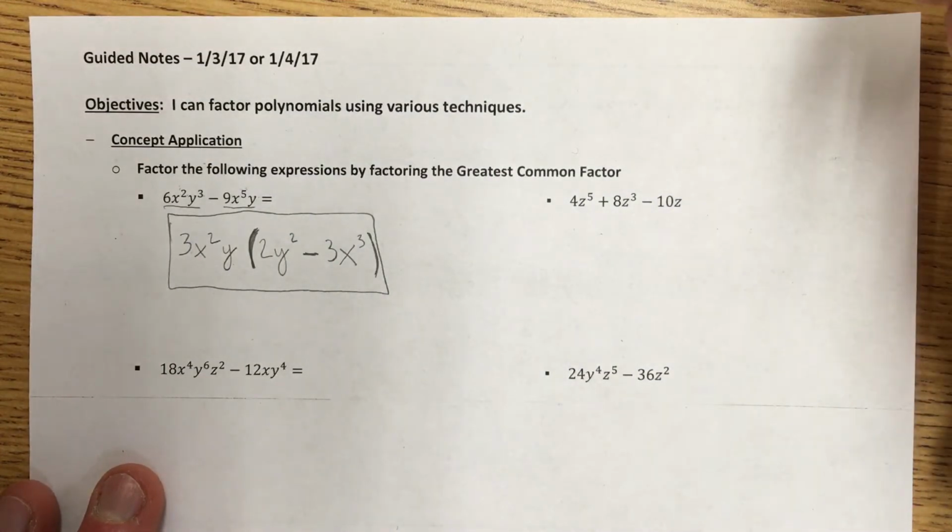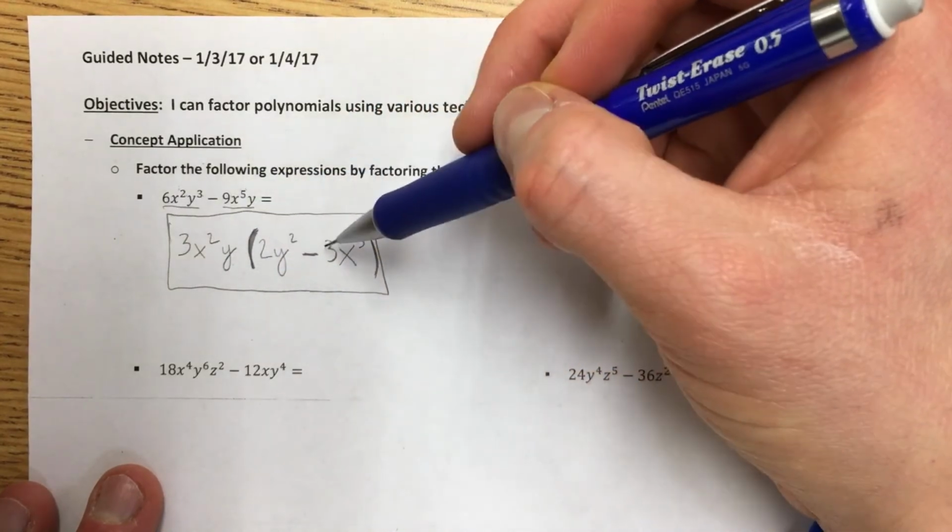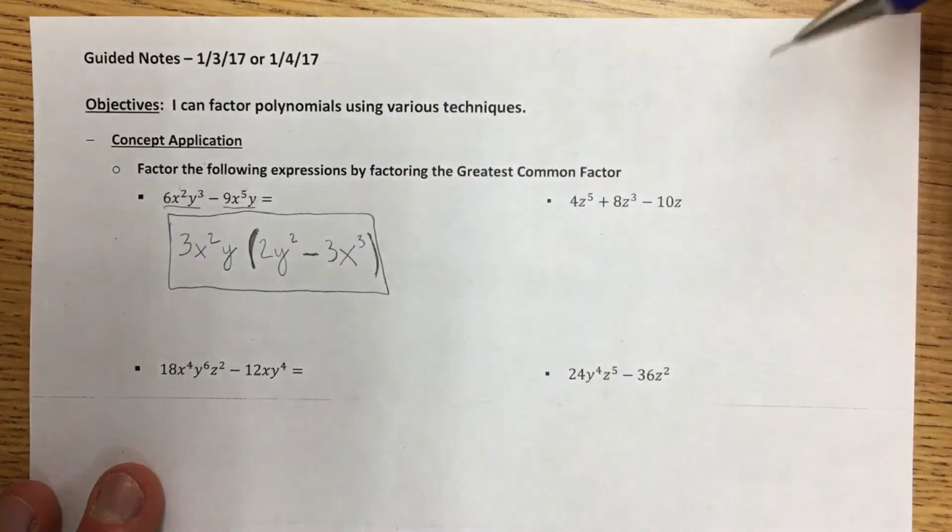And we can always check our work if we wanted to by distributing. So if we multiplied this quantity here by these 2 things, we would end up back to our original.